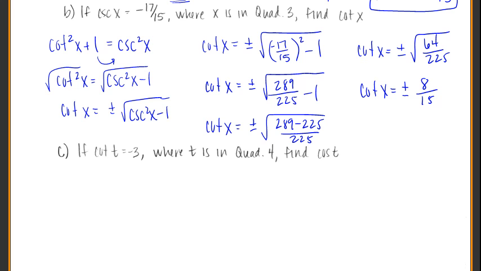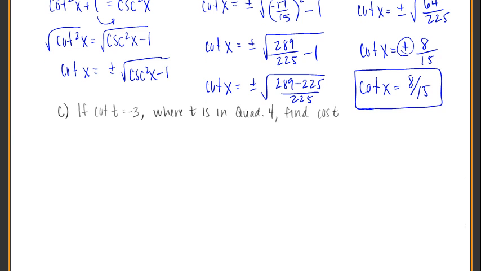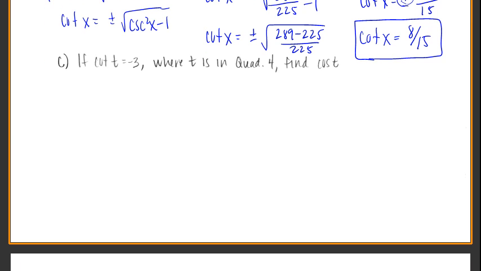Well, if our angle, which is x, is in quadrant 3, cotangent, which is the ratio of x to y's, are positives, so we want to go with positive. So cotangent x is just 8/15. We can circle that one and call that one done. Okay, so let's go to this next one.